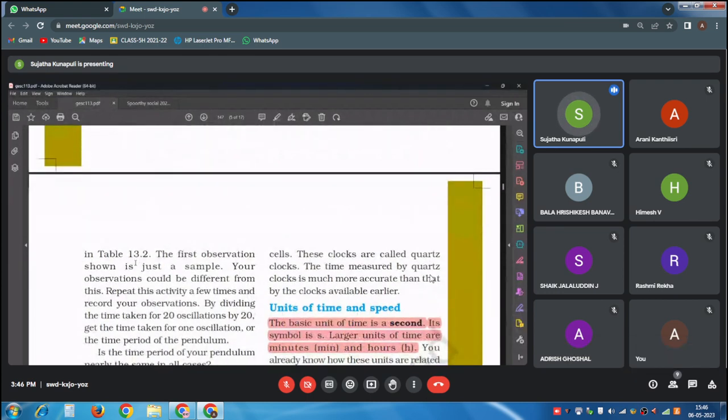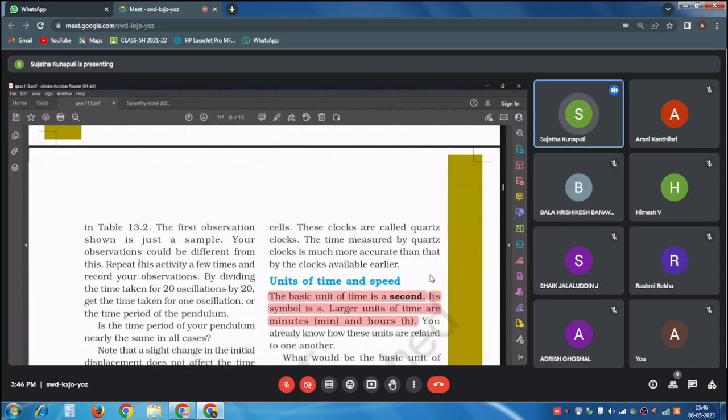So the first observation shown is just a sample. Your observations could be different from this. Repeat this activity a few times and record your observations. By dividing the time taken for 20 oscillations by 20, get the time taken for one oscillation, or the time period of the pendulum.